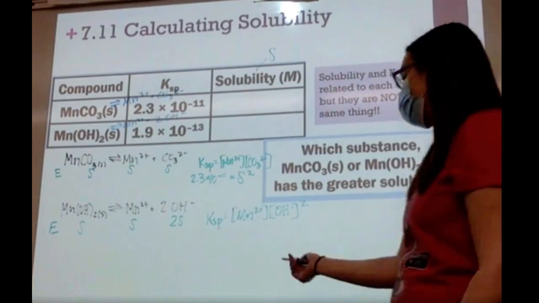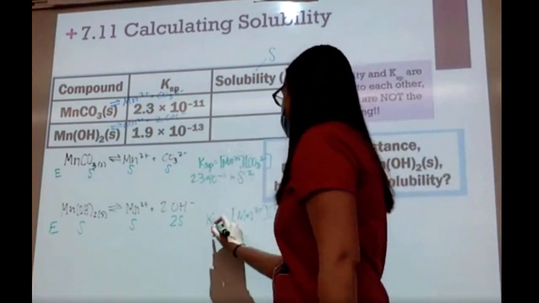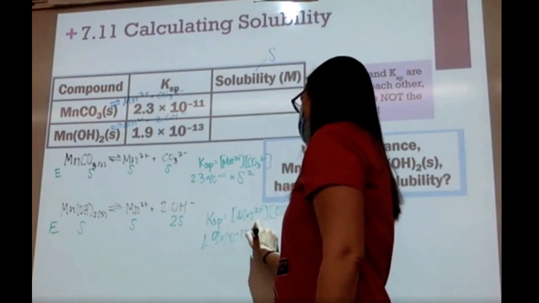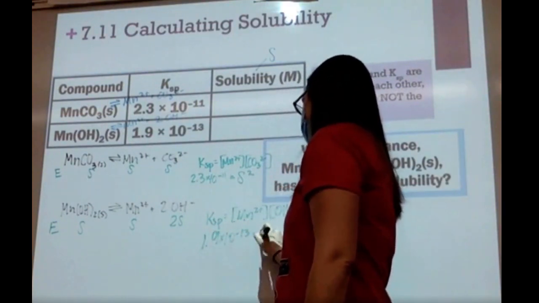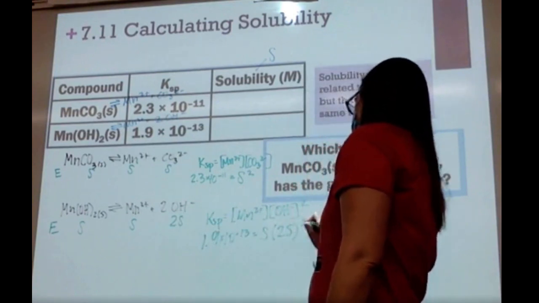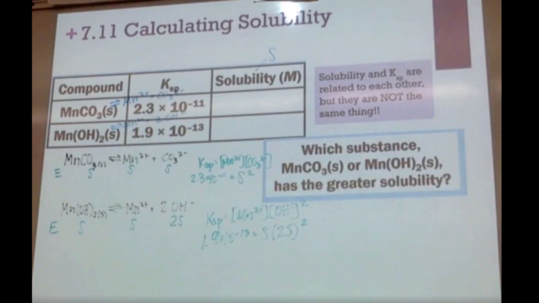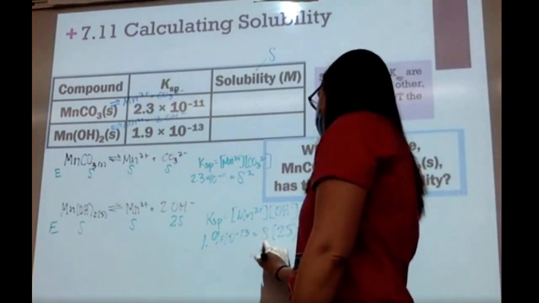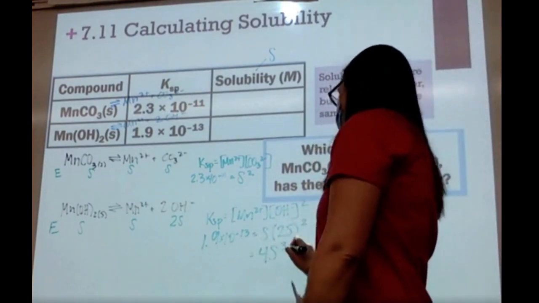Now, if we plug in our information, Ksp was given to us up here. 1.9 times 10 to the negative 13 is S times 2S squared. What is quantity 2S squared? 4S squared, right? So 4S squared times S is 4S cubed.